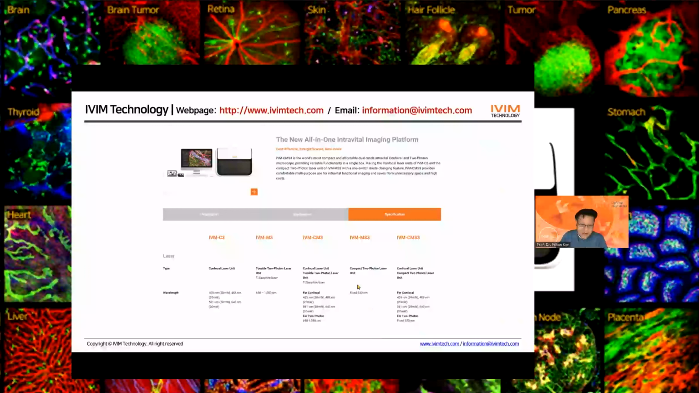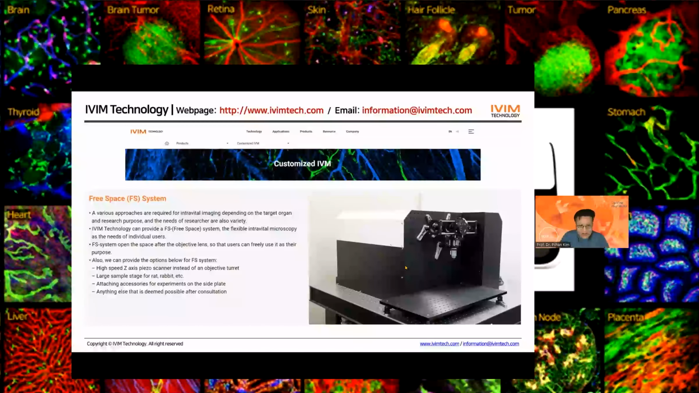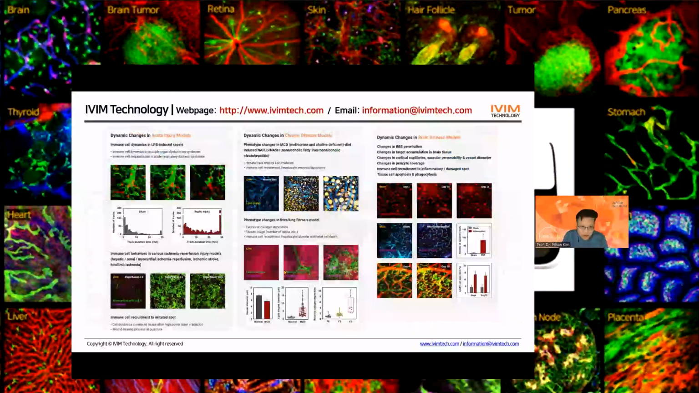Like so, we have multiple models: confocal microscope, 2-photon microscope, or dual mode microscope. And then we also have customization options in case you need to handle a larger animal like a parrot. Then you can customize our microscope to handle those large animal models. And then we also have a lot of information on what kind of disease model you can use, and what kind of quantification you can do by using intravital microscope.